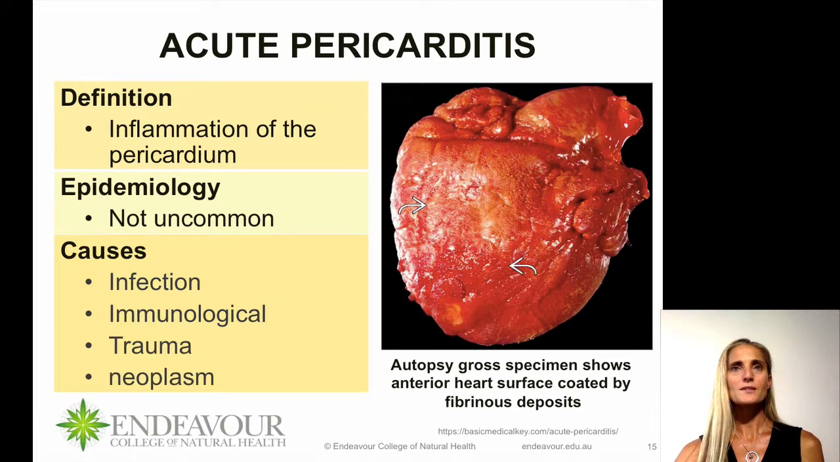Less common causes of acute pericarditis are uremia, malignant disease, connective tissue diseases, so things like systemic lupus erythematosus, trauma, so blunt chest or crushing injuries can be a precursor to this. Other rare causes are bacterial infections, tuberculosis, and rheumatic fever.